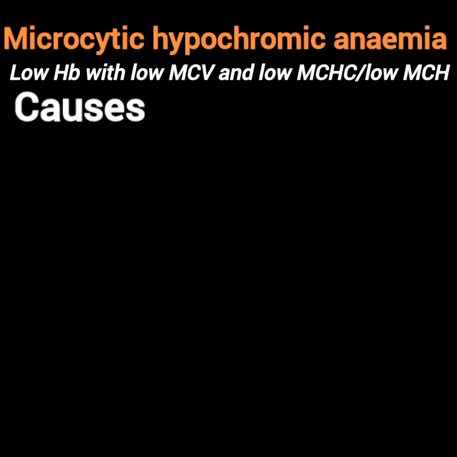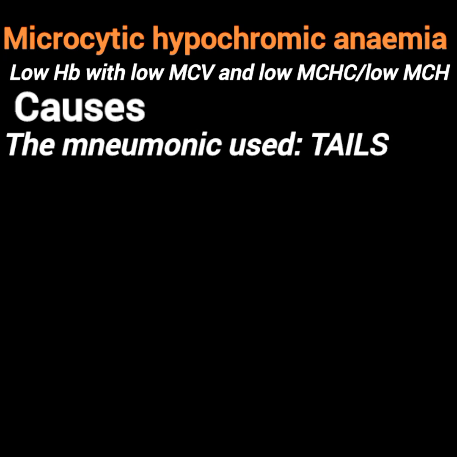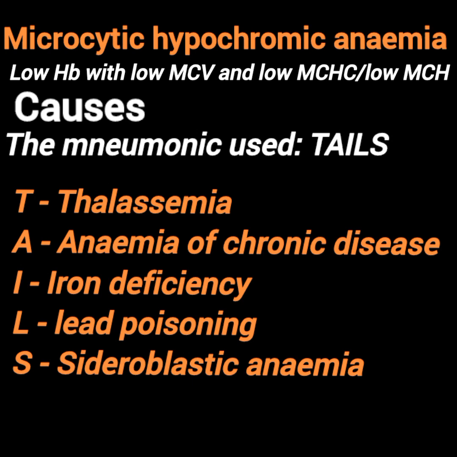The causes of microcytic hypochromic anemia, and the mnemonic used is TALES. We have thalassemia. There is a defect in the synthesis of the globin chain of the hemoglobin. We have anemia of chronic disease. It is more in normocytic but can also be seen in microcytic. Iron deficiency anemia, deficiency of the raw materials used in making the hemoglobin. Lead poisoning, it impairs the absorption of iron that will be used in making hemoglobin. And sideroblastic anemia, it impairs heme formation.